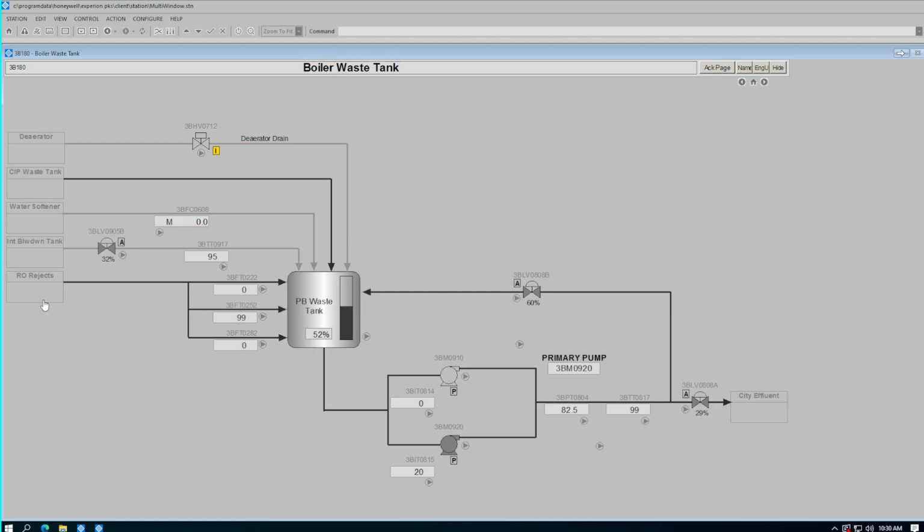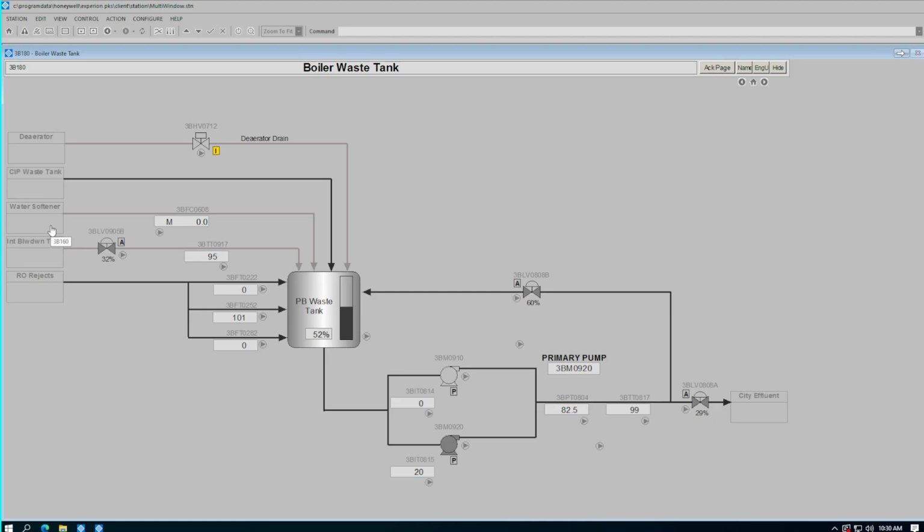We have RO rejects, which will vary depending on whether 1 or 2 RO skids are online, but the average is about 172 gallons per minute constant. Our intermittent blowdown tank sends us about 9 gallons per minute on average, and this is consistent.